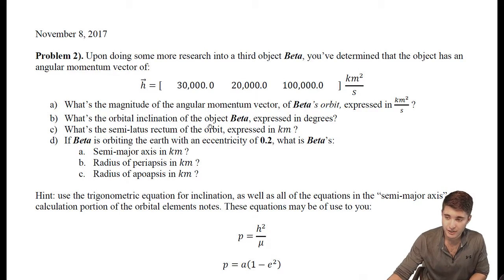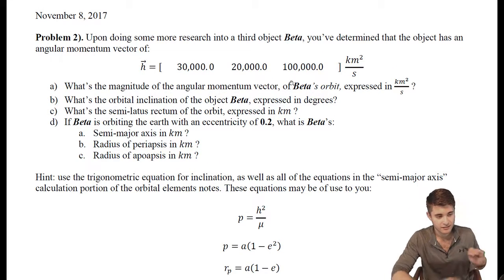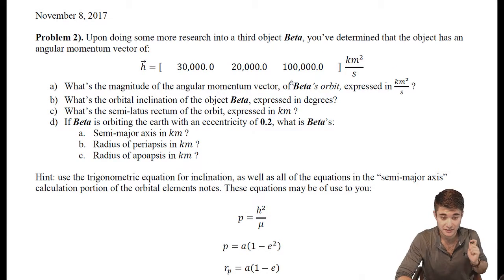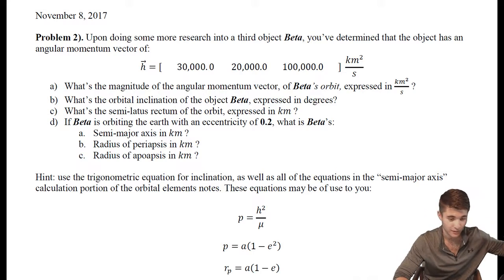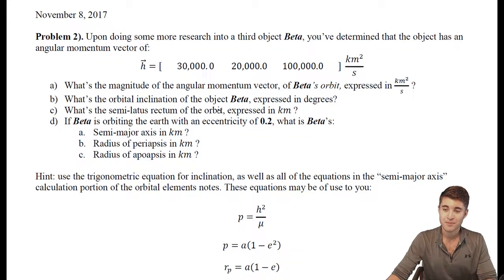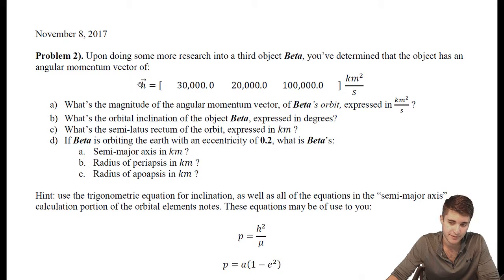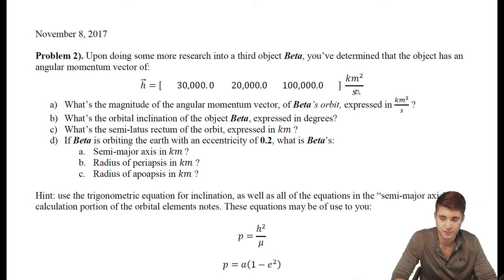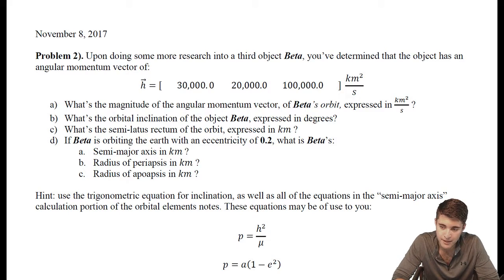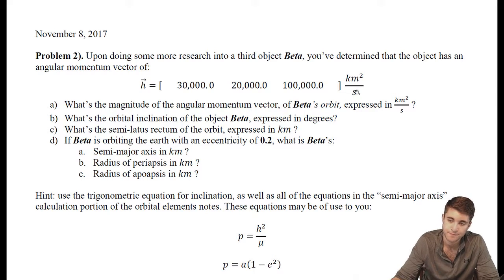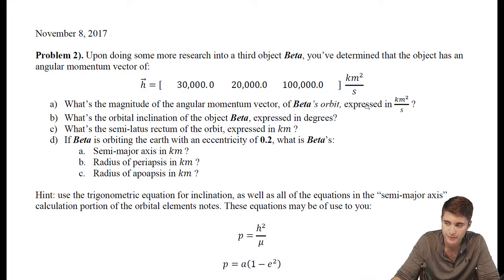But we've got a third object, beta, and this is not something your supervisor gave you. This is just something that you want to bring to your supervisor. Be like, ha, guess what? I determined the orbit here. And you only know, to start, the angular momentum vector. We've got the angular momentum vector expressed in kilometers squared per second. That's the angular momentum vector. And I ask you, first and foremost, what's the magnitude of the angular momentum vector of beta's orbit?